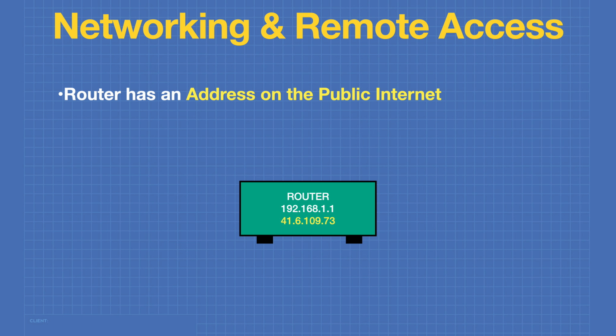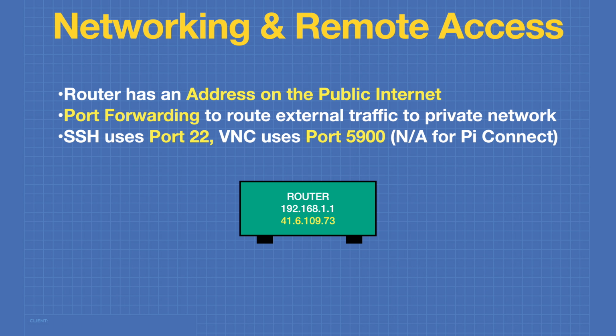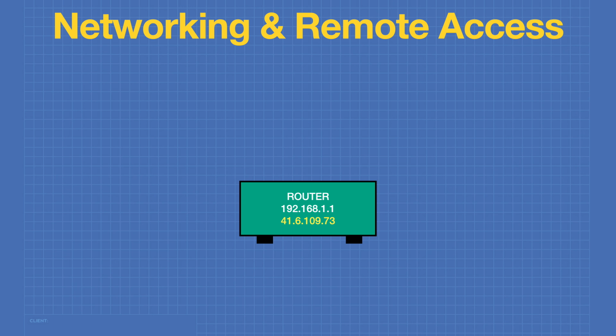Your router has 2 addresses, the one on the local area network and an address on the public internet. You can use port forwarding, which is sometimes called a virtual server, to route external traffic to a private network. If you want to use this with the remote access methods we're working with today, you'll need to open up port 22 for SSH or port 5900 for VNC. Raspberry Pi Connect does not apply here.